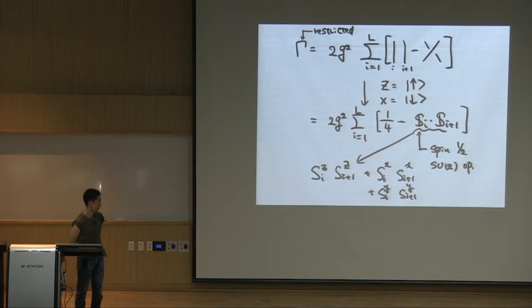So now, I guess this gamma looks more familiar to you, because this is nothing but what people call the Hamiltonian of the Heisenberg spin chain, if you neglect this offset 1 over 4. Okay?